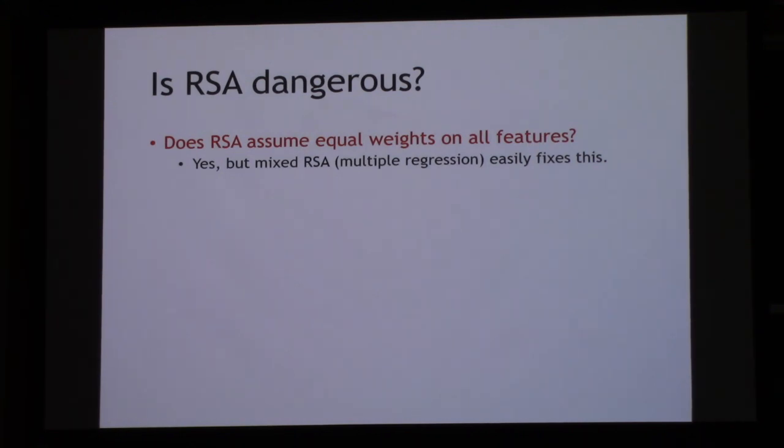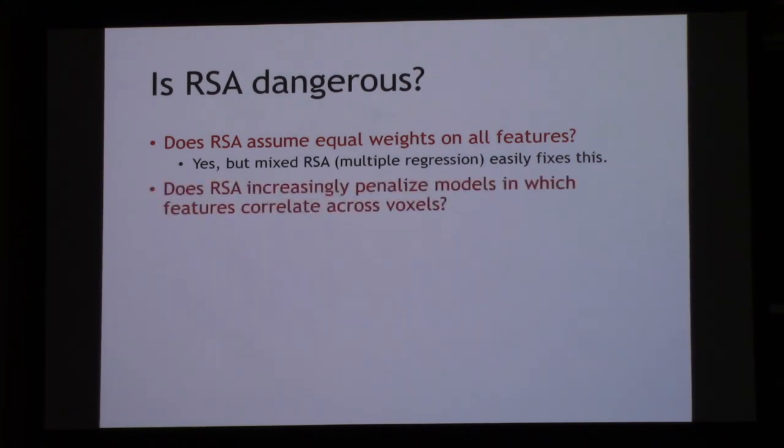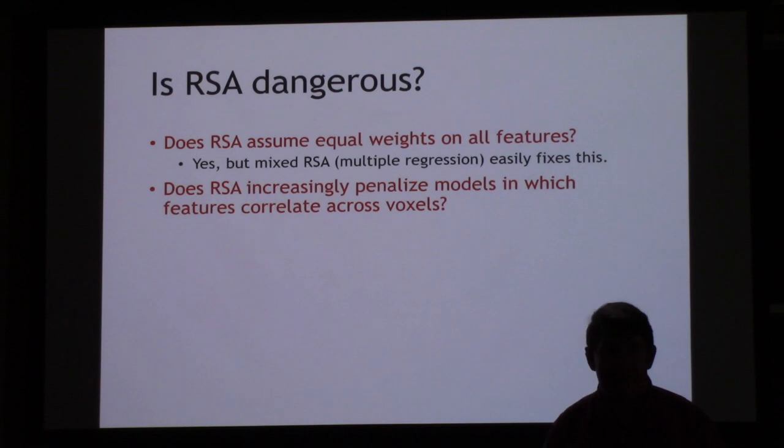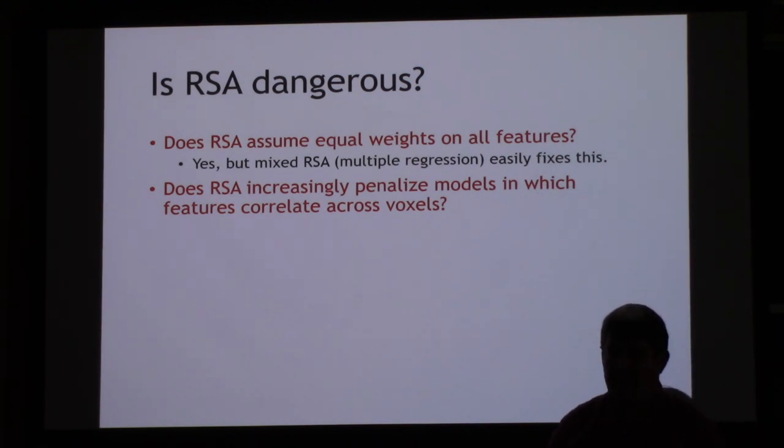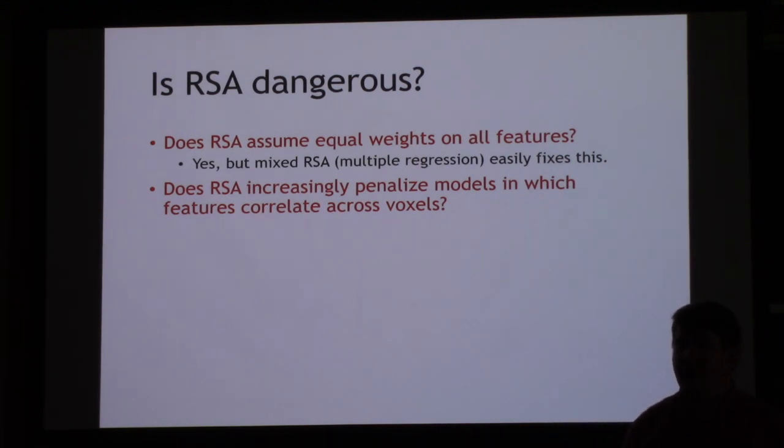He also brought up a question about whether RSA increasingly penalizes models where the features correlate across voxels. This is an idea that maybe I have two dimensions, warmth and competence, that are orthogonal to each other in terms of ratings of my participants, but they elicit similar patterns of brain activity when I correlate them with neural activity.